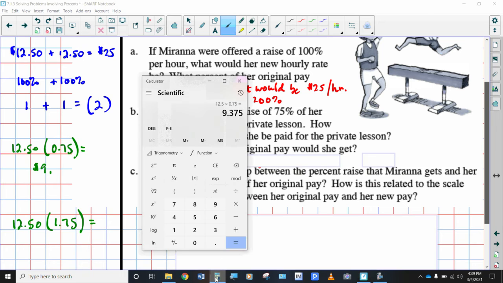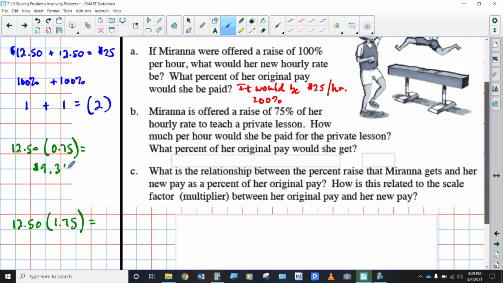So that's $9.38. Great. So if I want to find out the amount of the raise, that's the multiplier. Now, I can figure out what the new amount is by adding that to the original because it is a raise, so she's going to make her $12.50 plus the additional 75%, what is that, $21.88.